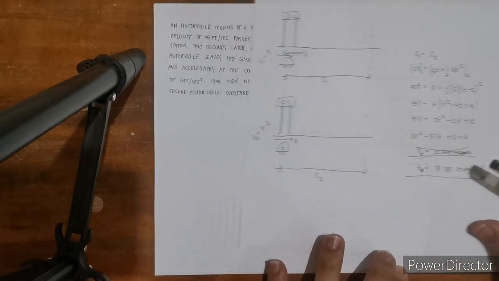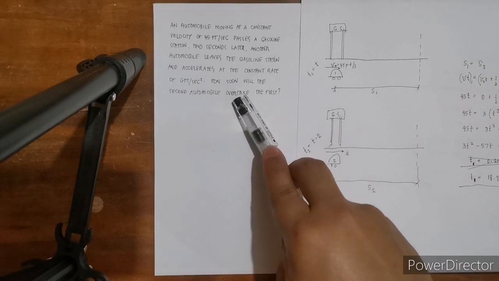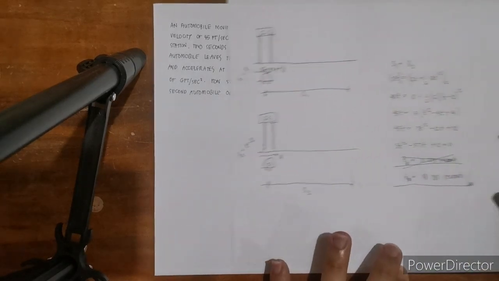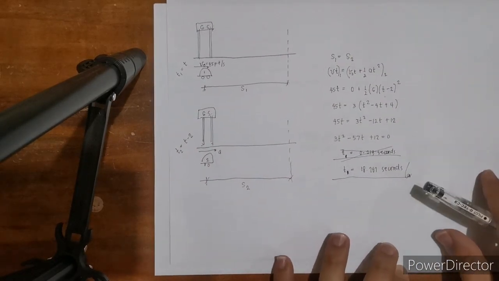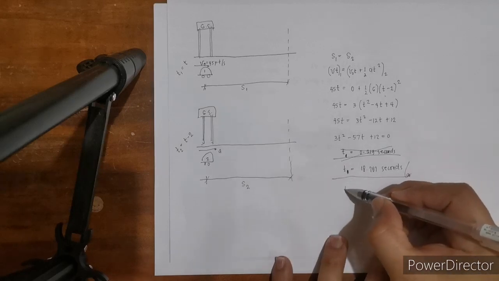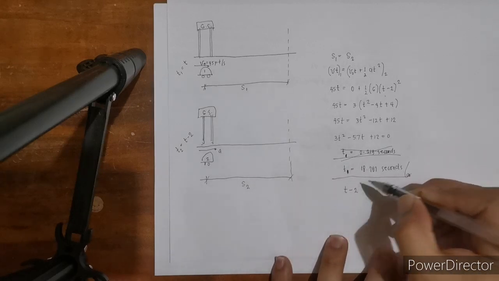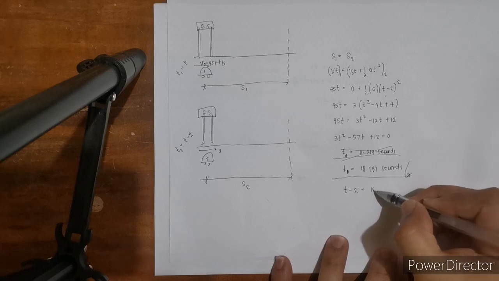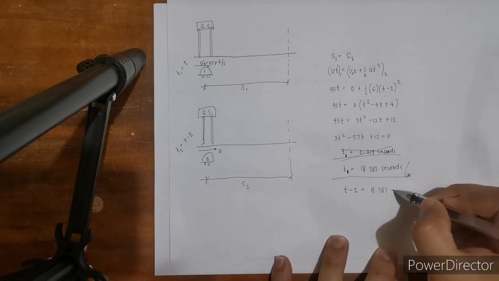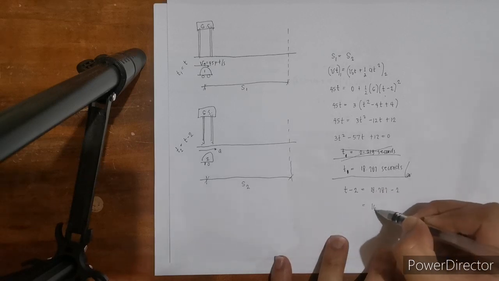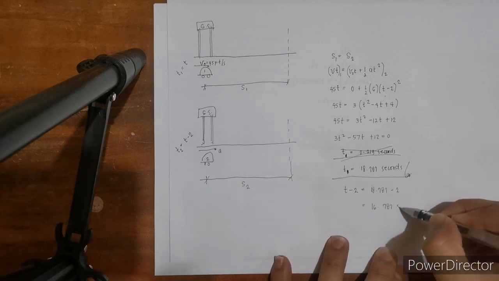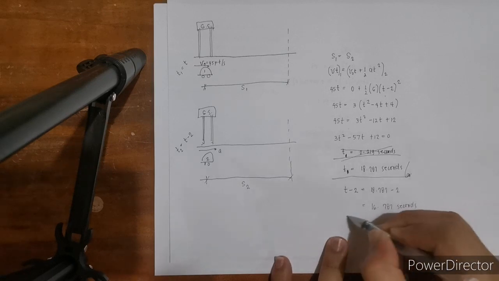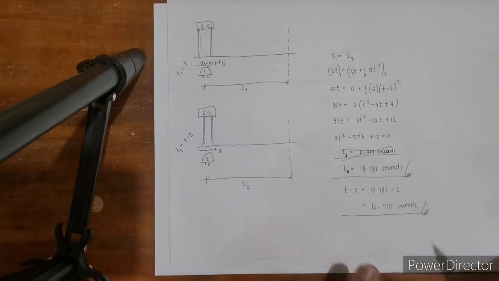But the problem is asking for the time of second automobile. That it will overtake the first, and that is t minus 2. And that will be 18.787 minus 2. That is 16.787 seconds. Which is parehas lang dun sa ating solution kanina. And that will be our solution for this given problem.